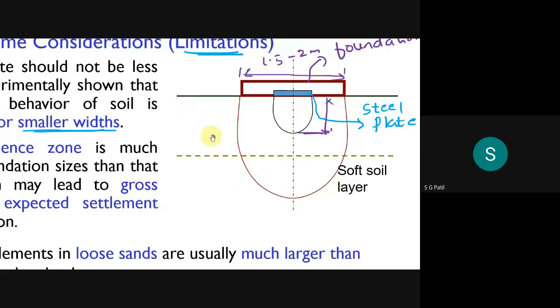Suppose here you have a dense soil and here you have a loose soil. What will happen? The settlement will actually increase because of the soft soil below your dense soil. So whatever results you get from this small plate will sometimes misguide you. That is why this test is applicable only if you have a uniform type of soil. Only if one uniform type of soil is there are the test results applicable. If you have a layered soil like this, then the test results are erroneous.